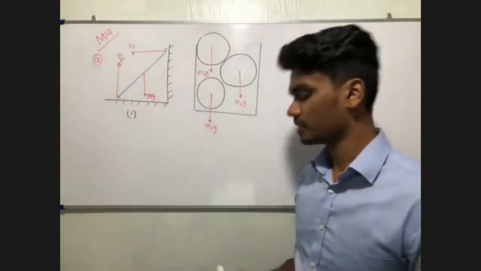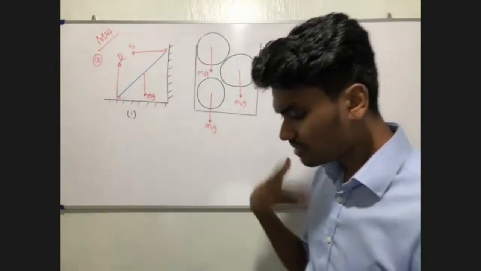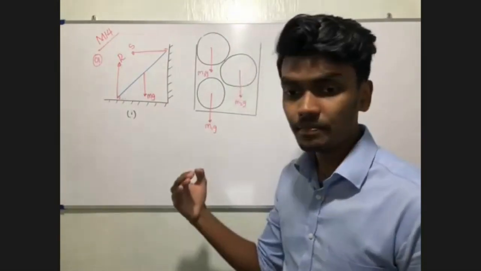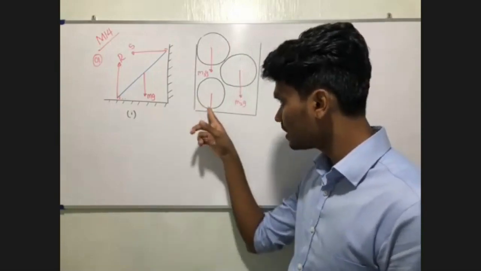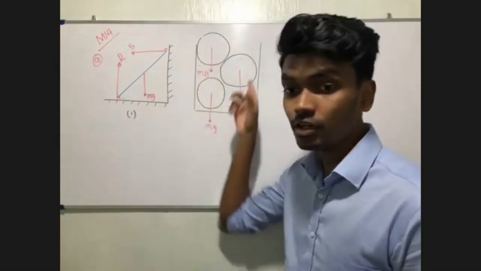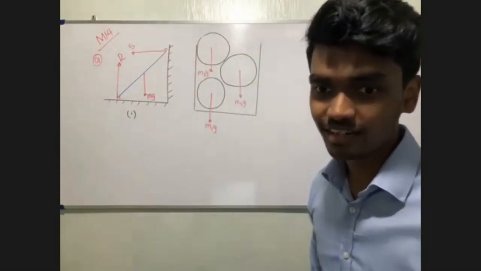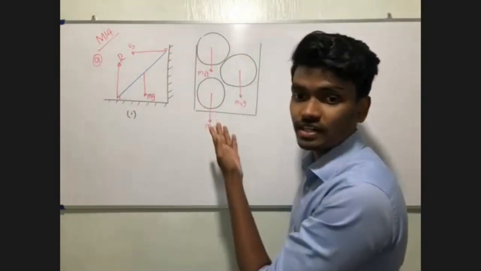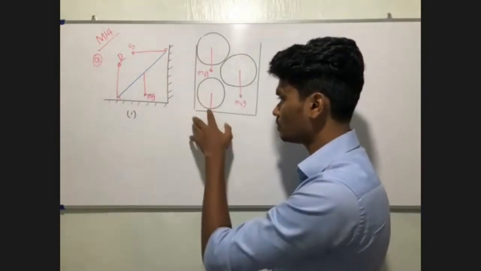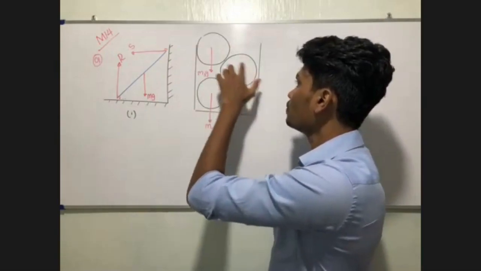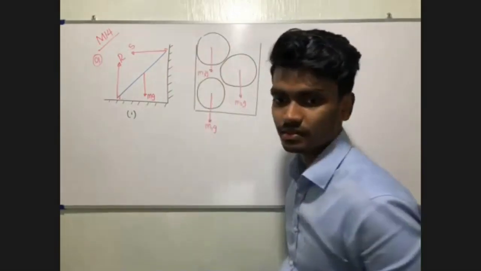Now let us step by step mark the reaction forces. There are plenty of contact surfaces. If you see, there are plenty of contact surfaces. 1, 2, 3, 4, 5, 6.